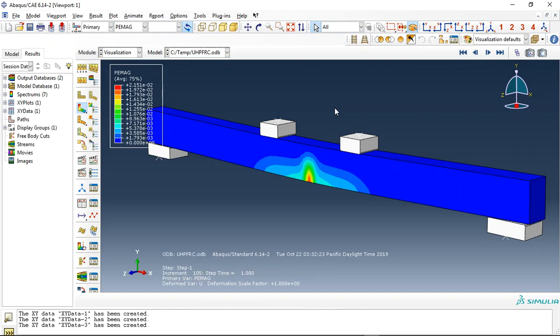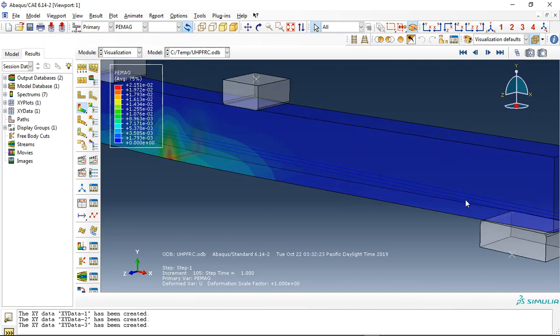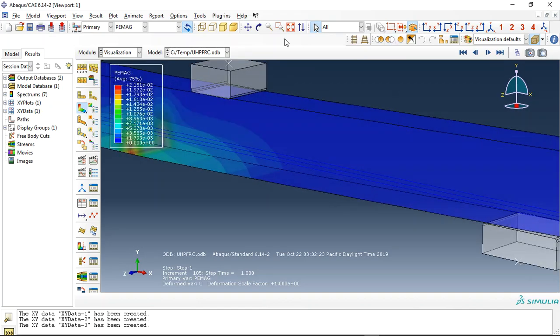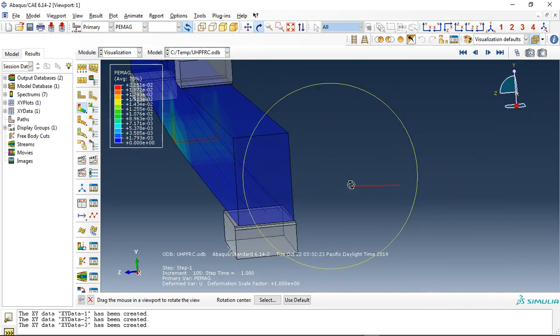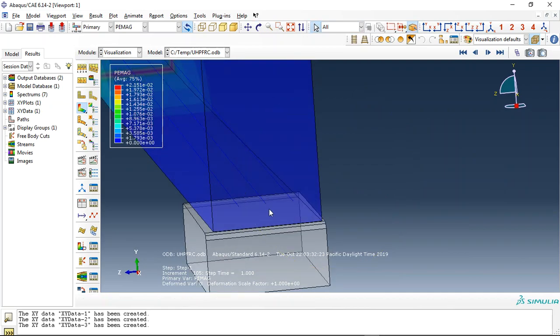Today I did a model of the 4-point bending of an ultra high performance fiber reinforced concrete beam. Here you can see that inside it we use a rebar or bar. We can see them here.